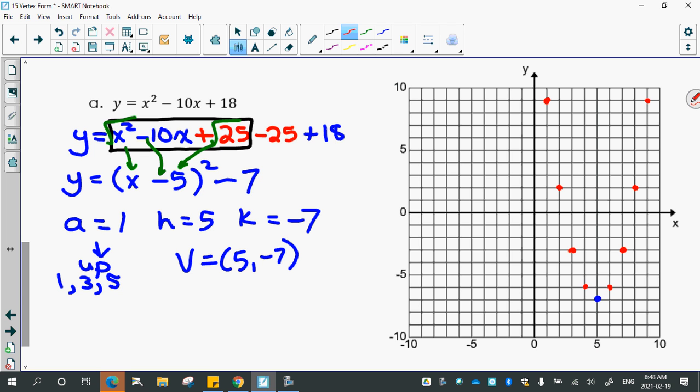And you can always look, the y-intercept is a good check. The y-intercept should be 18. And you can see that if I was going to go over 1 and up 9 more, I would get to 18, or it's up there, so it makes sense that it would be positive 18.